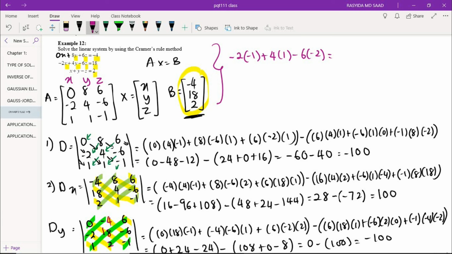Okay, calculate it. Negative 2 plus 4 plus 12. So negative 2 plus 4 is 2, 2 plus 12 equal to 14. So your answer is correct. You also can do the third row, which is negative 1 plus 1 minus 2. So this one 0, negative 2. So your answer for this one is correct.